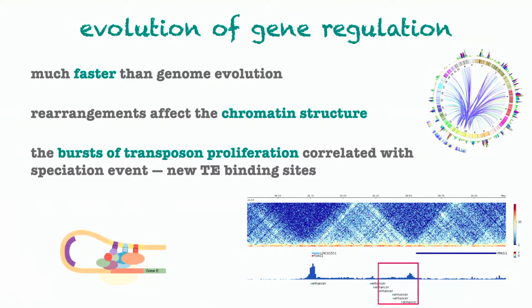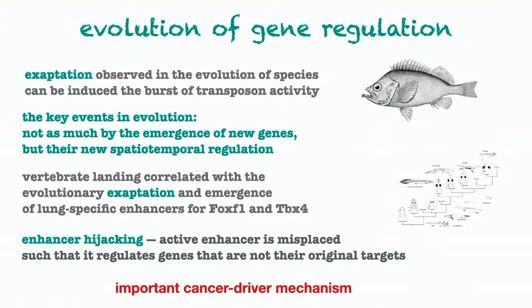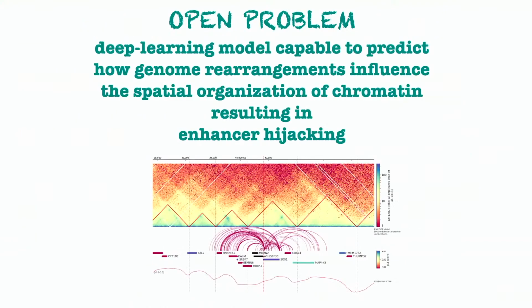Another important point is the chromatin. When we change a little in the genome, chromatin is misplaced and regulates different genes. This is also an important cancer driver mechanism, but what I'm interested in is more on the level of molecular evolution, not on the level of a single existence and cancer.